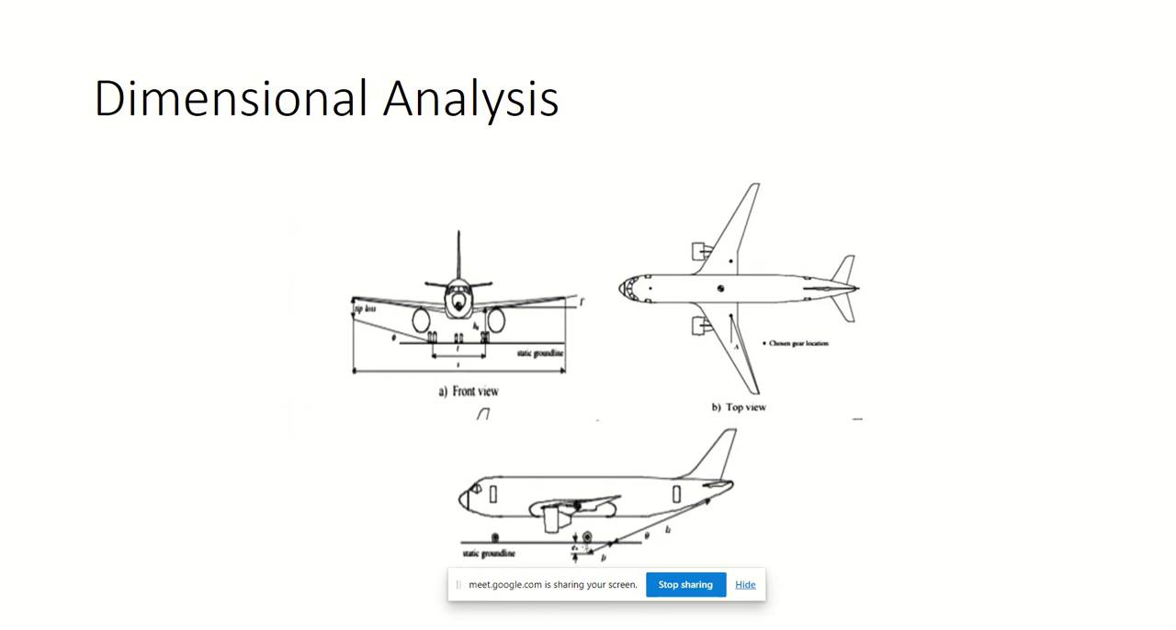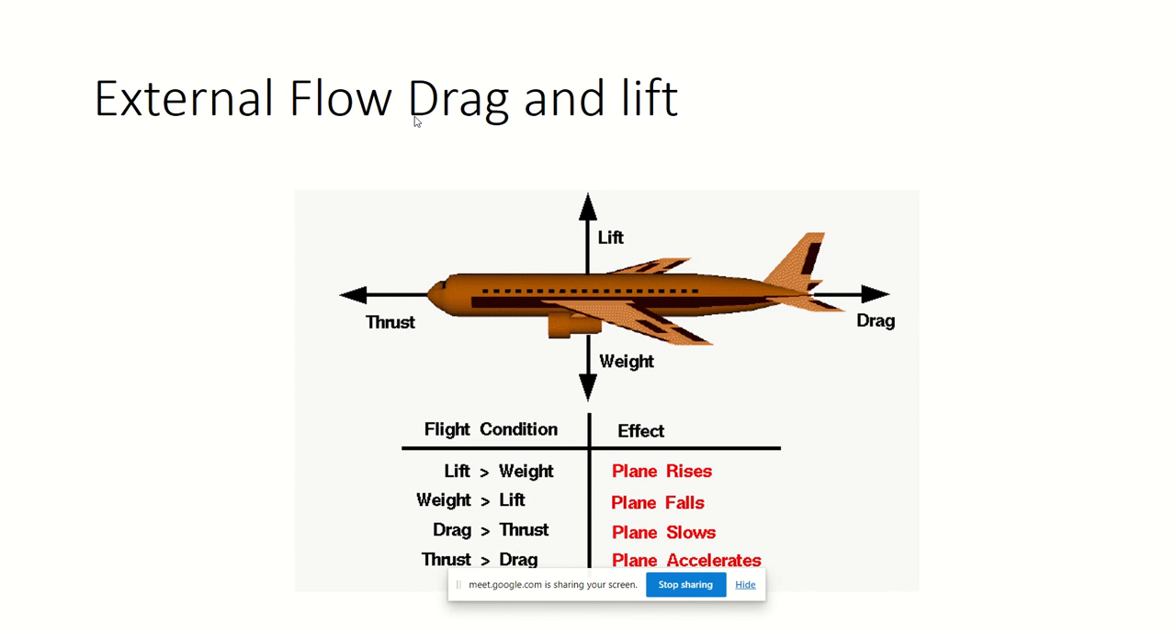The next module is dimension analysis. So I have to design a particular aircraft. In order to design a particular aircraft, I have to create a small model. After creating the model, I need to check the similarity between the model and prototype. In order to analyze the similarity between the model and prototype, I have to use some similarity laws, that is geometric similarity, kinematic similarity, and kinetic similarity. So that will be discussed in the dimension analysis module.